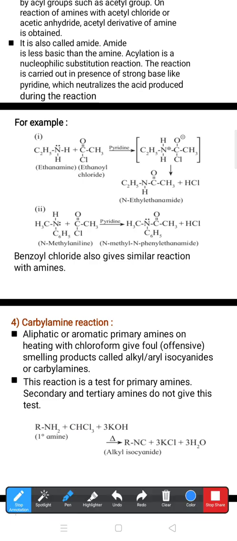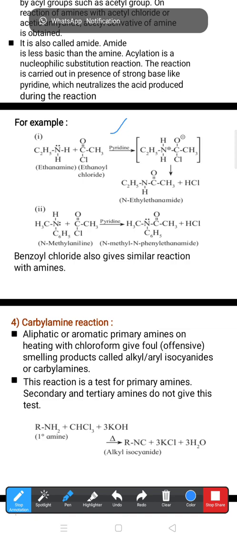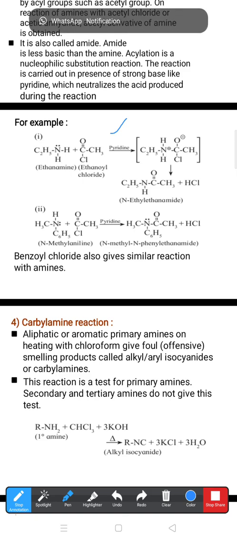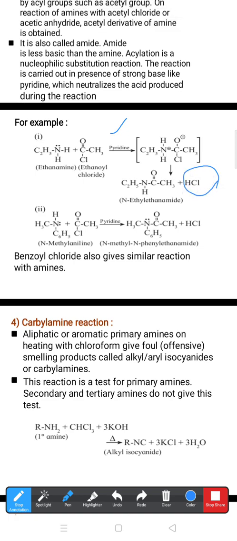In that example, C2H5NH2 means ethanamine. It reacts with CH3COCl, means ethanoyl chloride, or you may say acetyl chloride. This reaction you can perform in the presence of pyridine. You know pyridine is a weak base. From that we'll get C2H5NHCOCH3, N-ethylethanamide, along with HCl. Here formation of HCl is there, and to neutralize this HCl pyridine base is used.